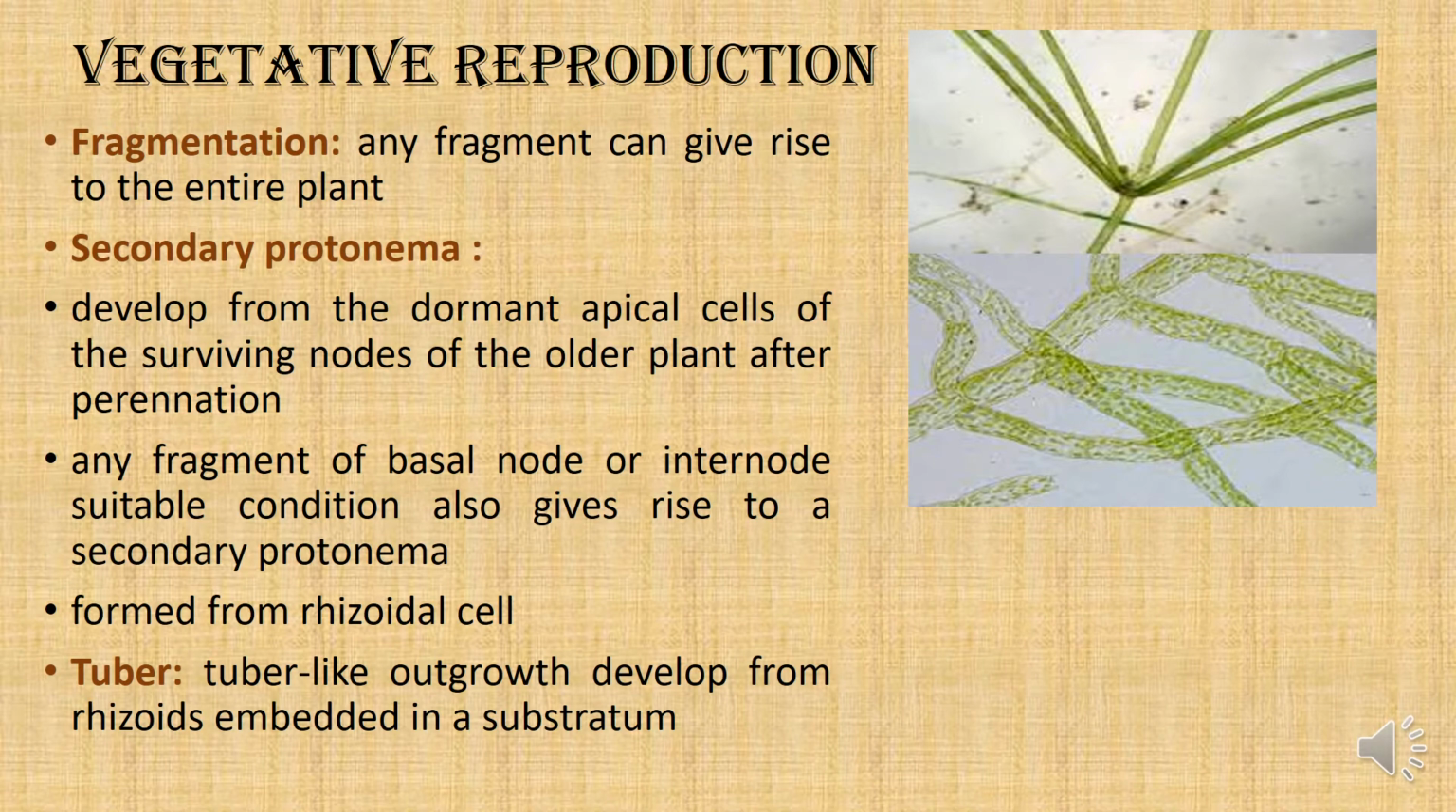Now the reproduction. We know that all the Charophycean algae have a characteristic that they do not have any asexual reproduction. That is, there will be no zoospore or aplanospore. However, they do have vegetative reproduction.